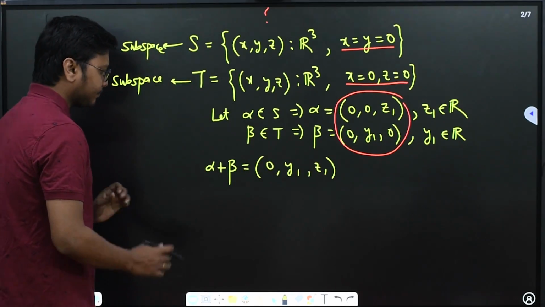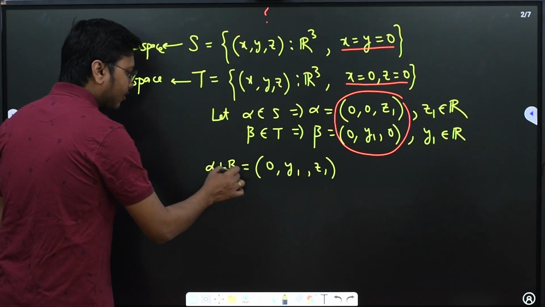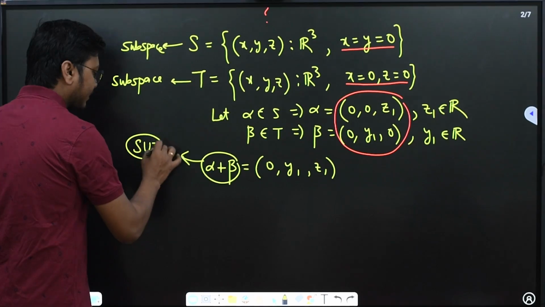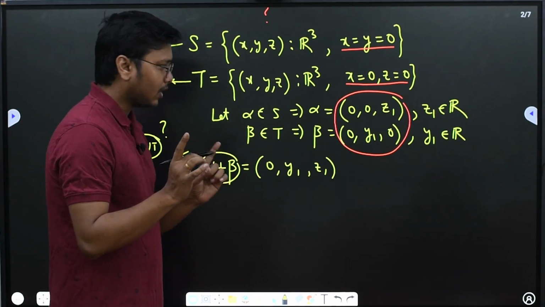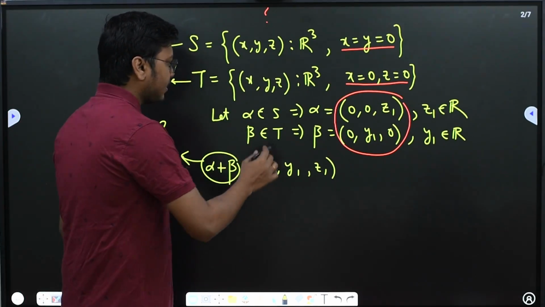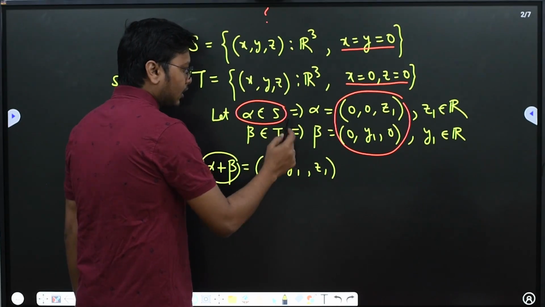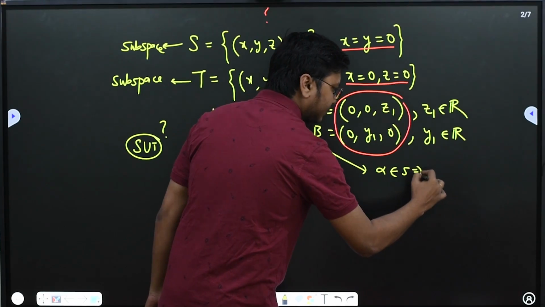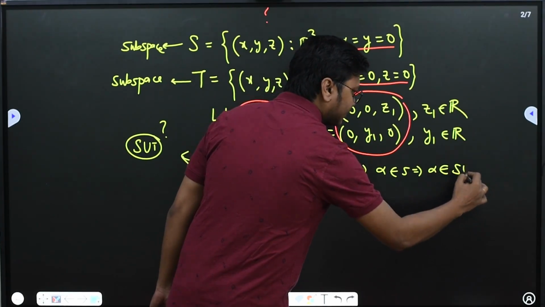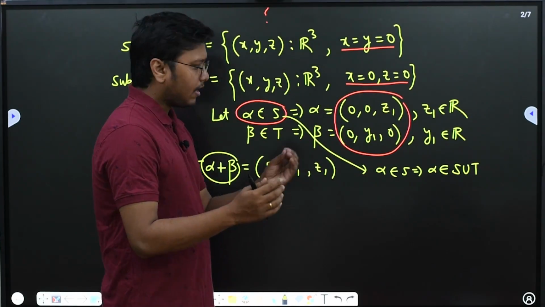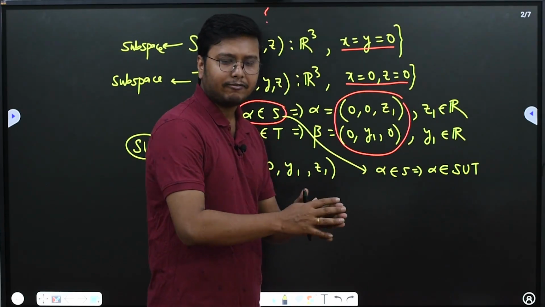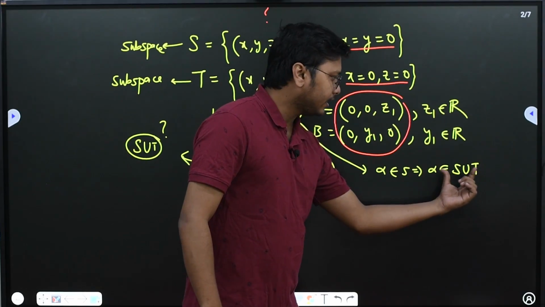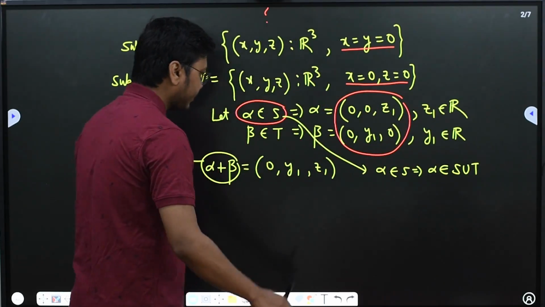Now the question is, will this alpha plus beta belong to the S union T set? That's one question we need to ask. But before that, I have taken alpha from the set S. So obviously from here I can say that alpha belongs to S means alpha belongs to S union T, right? If some element is belonging to a set, if I increase the size of the set by taking a union with another set, then obviously that element will be belonging there.